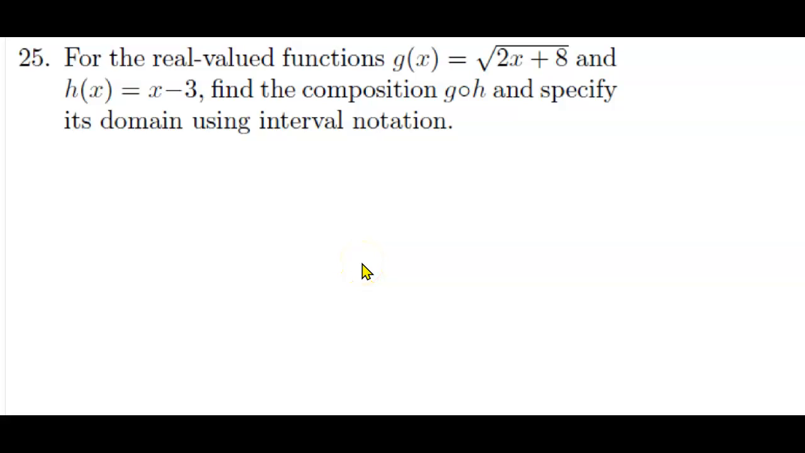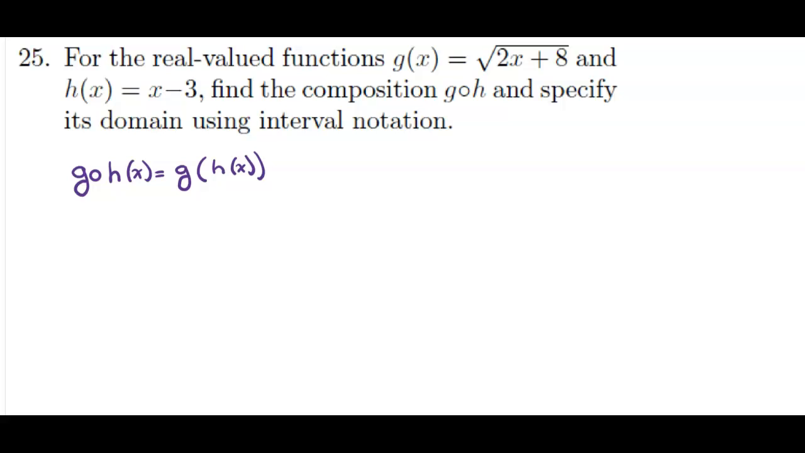Okay, so question number 25, we want to do the composition of functions. All right, so what we have here, we are looking for g o h of x. According to the definition, g o h is going to be g parentheses and inside that parentheses h of x. All right, so this is the composition of functions.